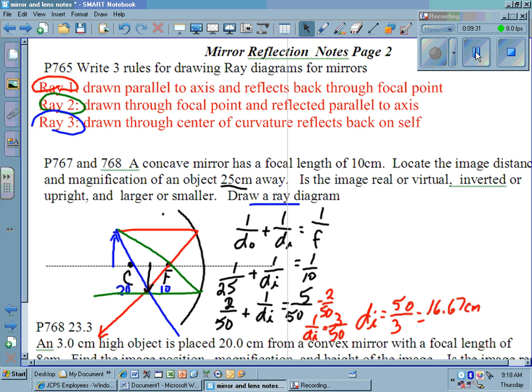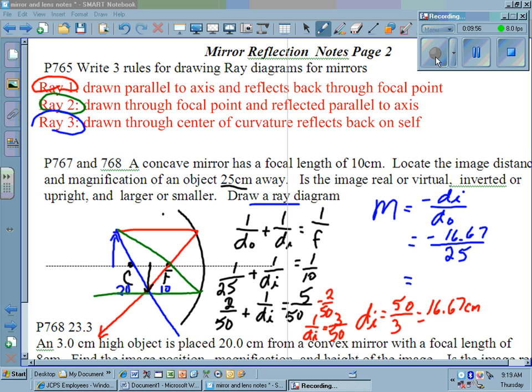Now you got to figure out what the magnification is. And the magnification is negative di over do. And so I'm going to put in my negative 16.67 and divide that by my object distance, which is 25. And that ends up being a total of, I now get a negative 0.67.